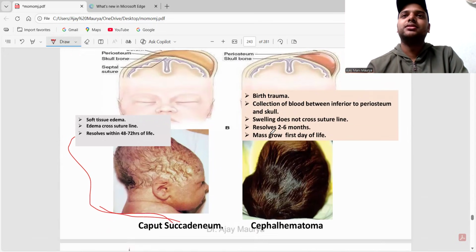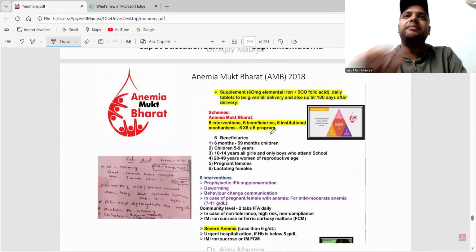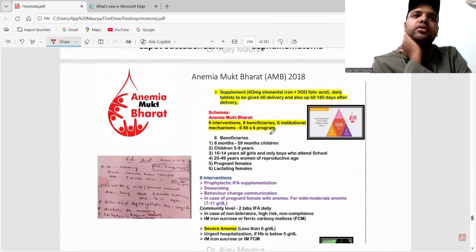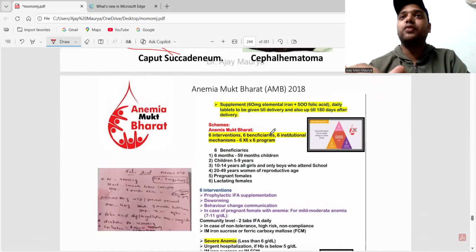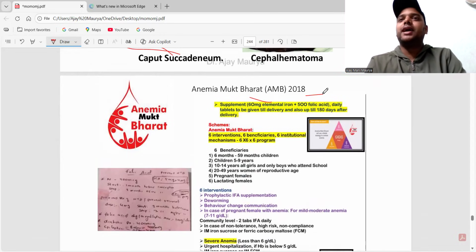Okay, then next this is the Anemia Mukt Bharat program. Remember, they are going to ask you one thing here. What is the supplement here? 60 milligrams of iron and 500 mcg of folic acid. You have to give that. Remember, folic acid.